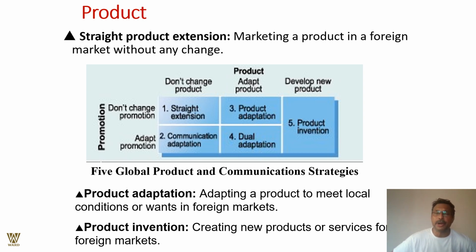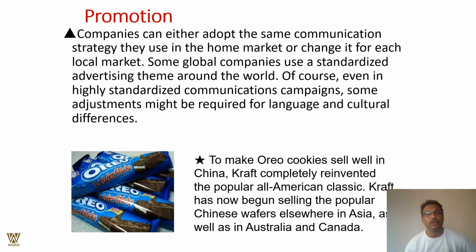So, five global product and communication strategies. Product adaptation: adapting a product to meet local conditions or wants in a foreign market. Product invention: creating a new product or service for a foreign market. This is what we are looking into. Promotion: companies can either continue with the same communication strategy they use in the home market or change it for a local market.